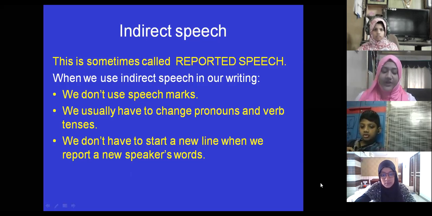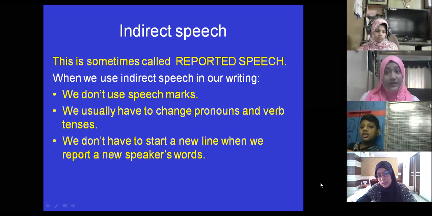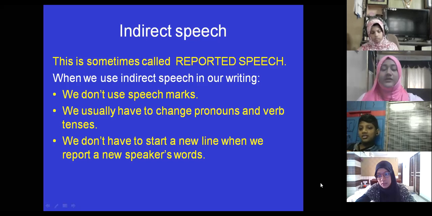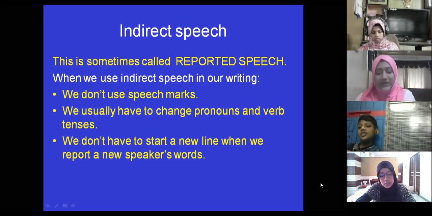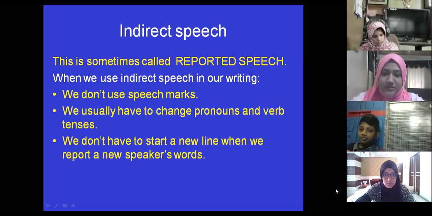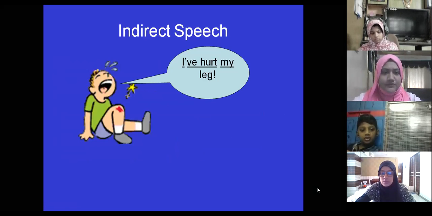"The train will leave in 10 minutes," exclaimed the station master. How will you write it in indirect speech? The station master exclaimed that the train would leave in 10 minutes. The train will become would. The verb tense will change. Got it? How the pronoun and the verb tense change?